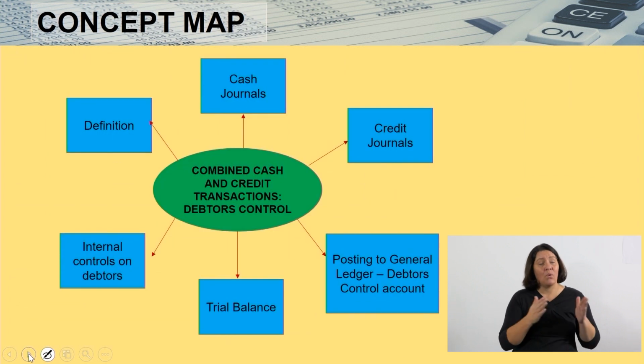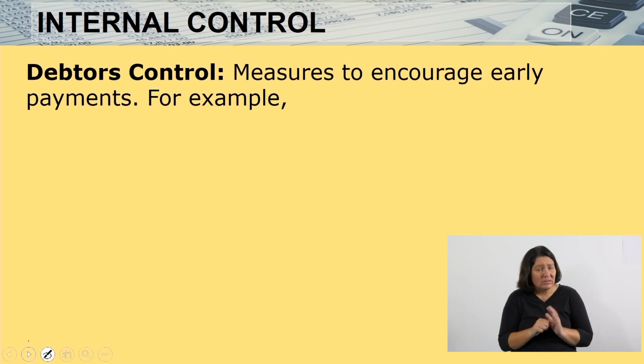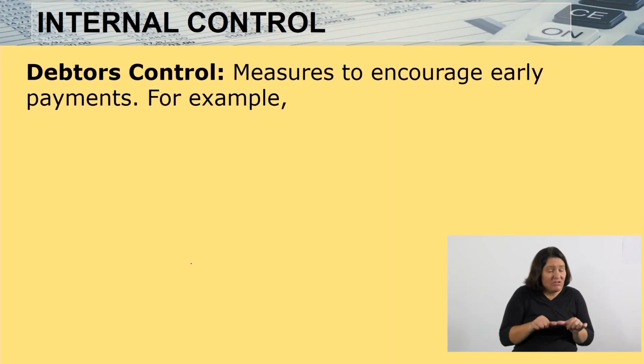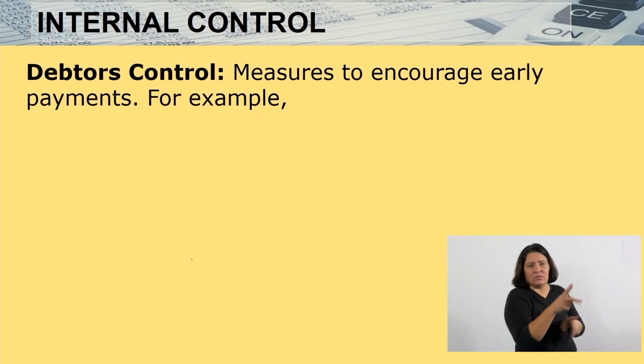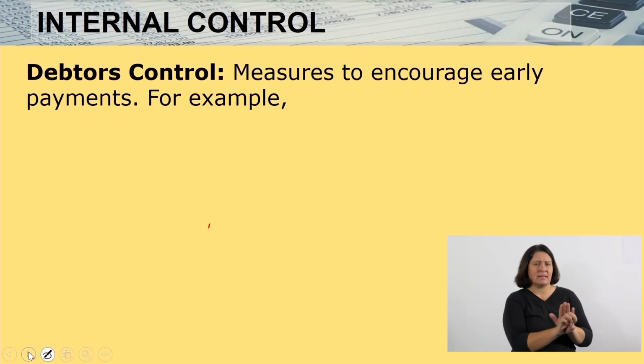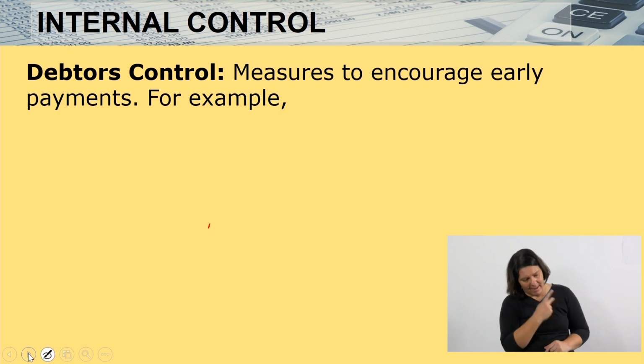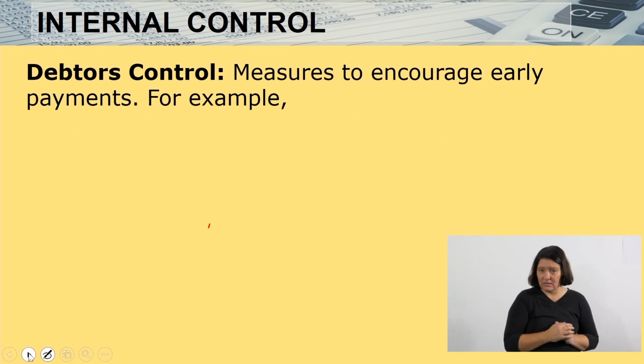We'll now move on to internal controls. Very important to know that our debtors are assets, and every business has to look after its assets. And most importantly, our debtors. So there has to be measures in place that we protect our debtors, as well as encouraging them to pay their accounts early. And here are some of the examples of the measures that a business can take to encourage the debtors to pay.